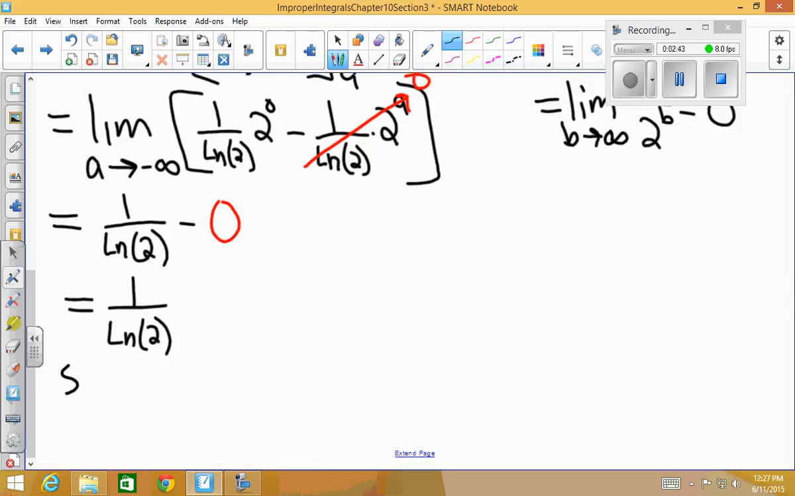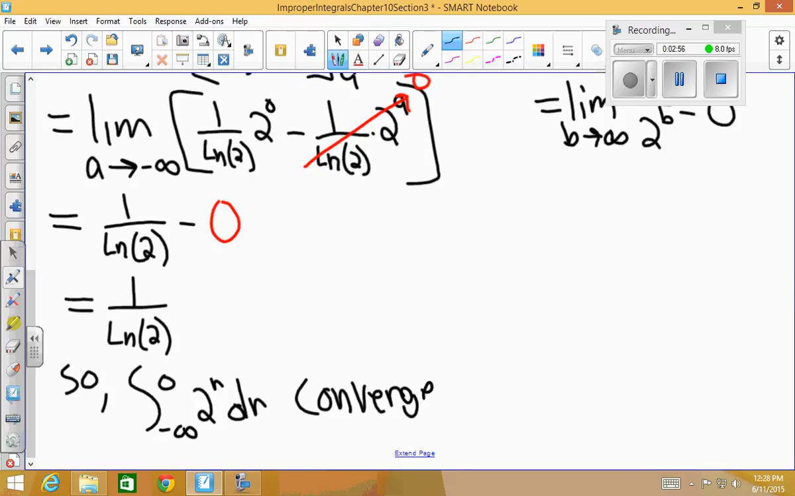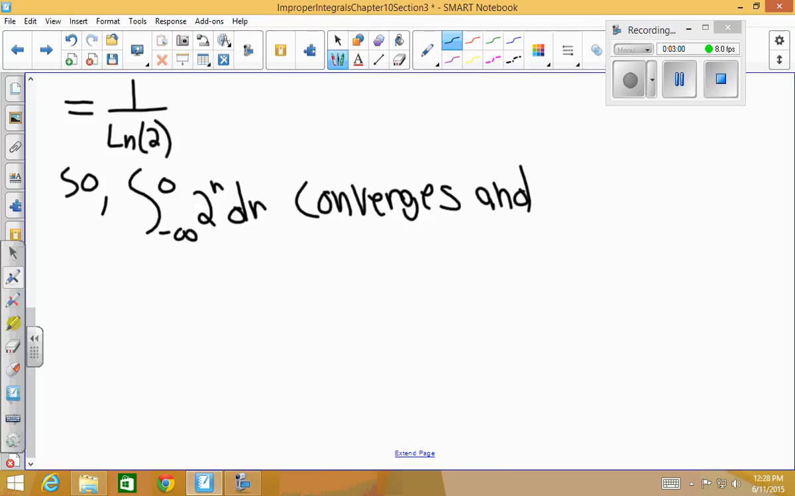So we could conclude the integral from negative infinity to 0 of 2 to the r dr converges and is equal to 1 over the natural log of 2.